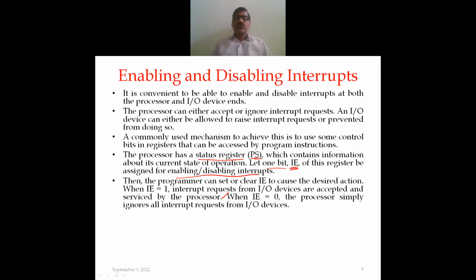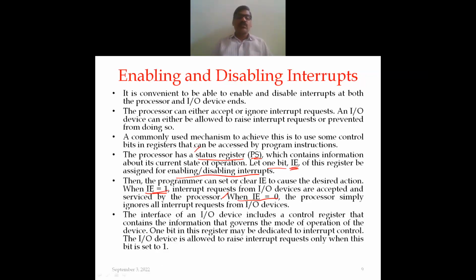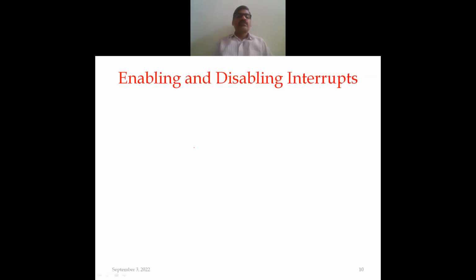So this is how we make use of the IE flag bit in the status register, to decide whether the processor has to attempt interrupt servicing or not. The interface of an IO device includes a control register that contains the information that governs the mode of operation of the device. One bit in this register may be dedicated to interrupt control. The IO device is allowed to raise interrupt requests only when this bit is set to 1.